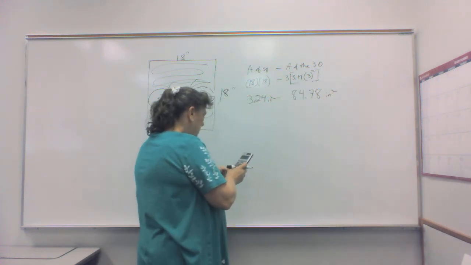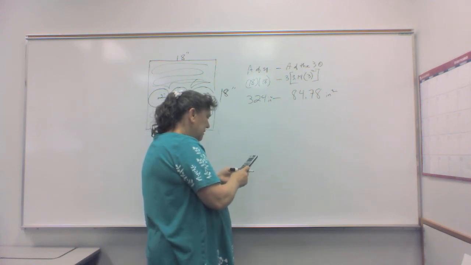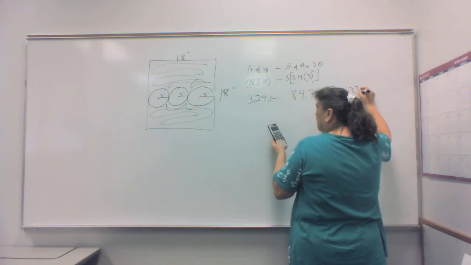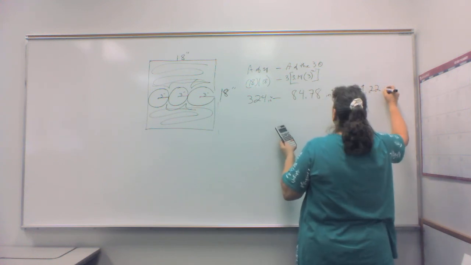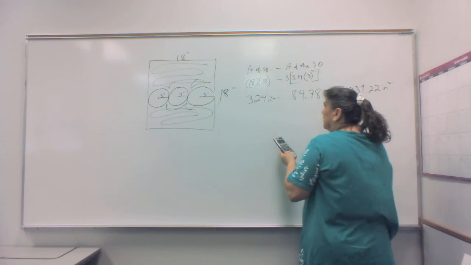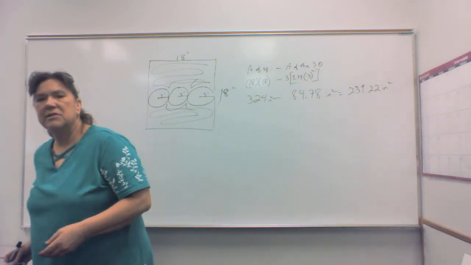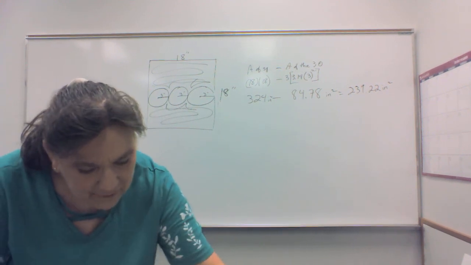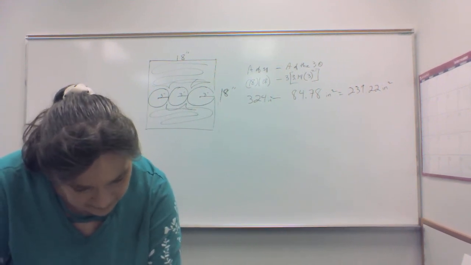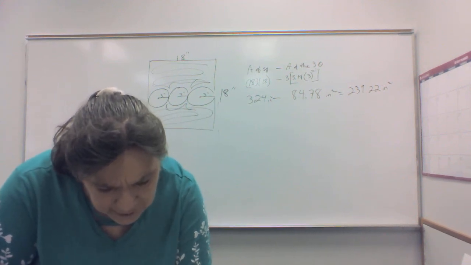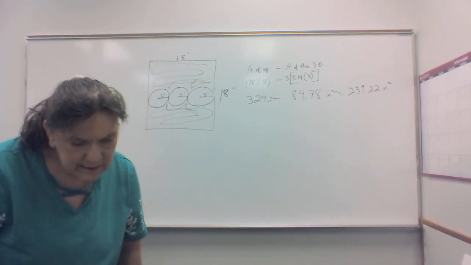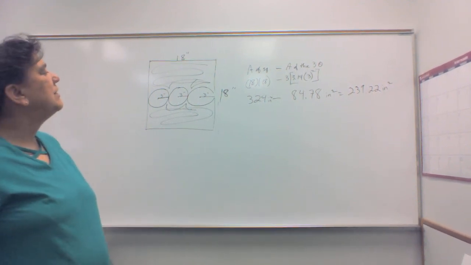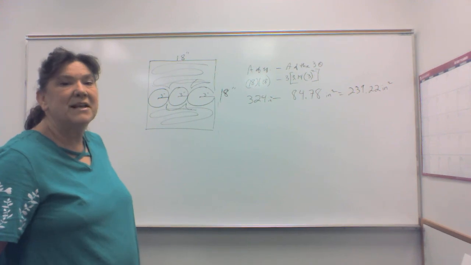Okay, 324 minus that answer is going to give me 239.22 inches squared. So as you can see, there's a lot of different things we can do in area that make it really kind of a lot of fun as you look at area. All right? So there you are with a lot of looking at area from different perspectives. Have fun.